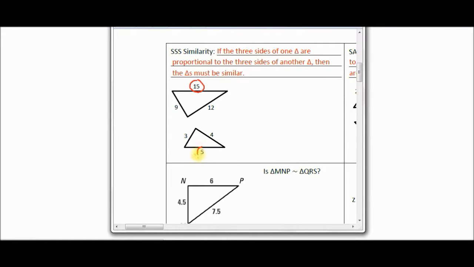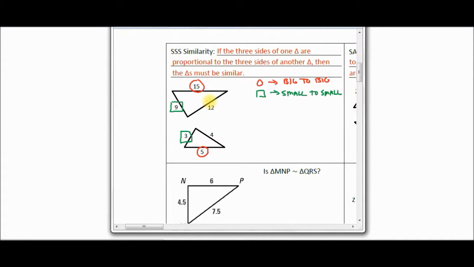All you do is, on the one triangle, you circle the longest side. On the second triangle, you circle the longest side. The circle matches up the big side to the big side. Now we're going to look for the smallest side. On the smallest side, I'm going to put a square around it. And now I'm going to look at the second triangle and put a square around the smallest side. So a square matches up small to small.